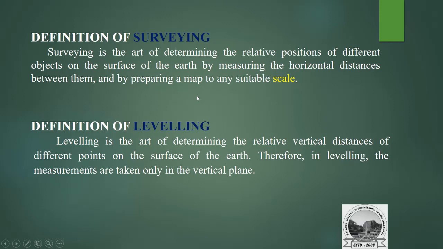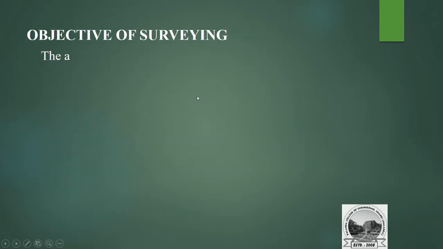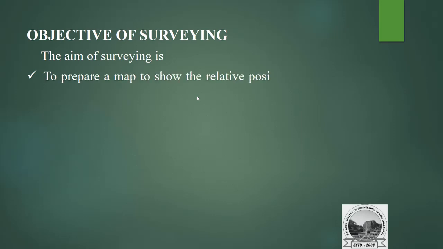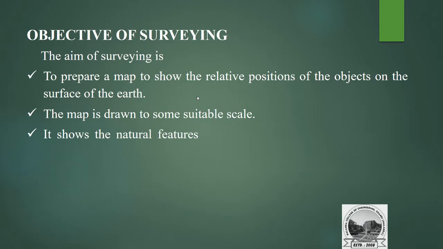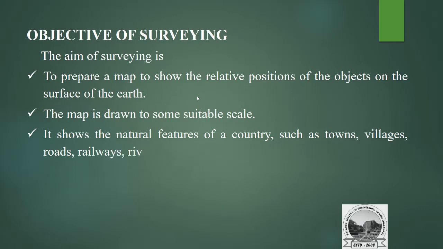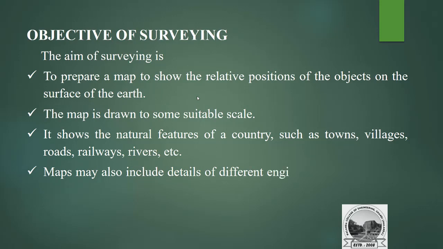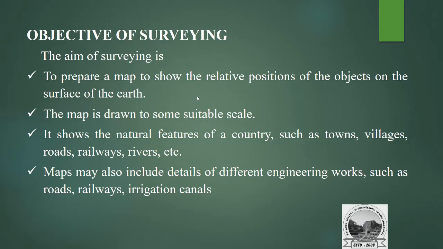Then comes to the objective of the surveying. The aim of the surveying is to prepare a map to show the relative positions of the objects on the surface of the earth. The map is drawn to some suitable scale. As we discussed earlier, a scale is the ratio of map distance to the ground distance. It shows the natural features of a country, such as town, village, road, railway, river, etc. Map may also include details of different engineering works, such as roads, railway, irrigation, canals, etc.